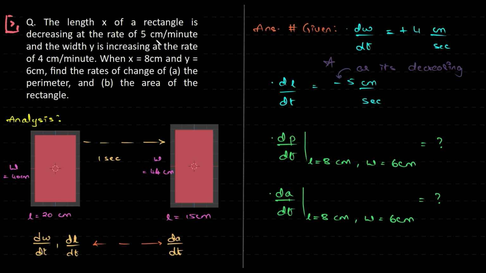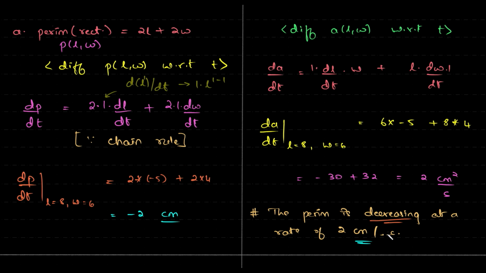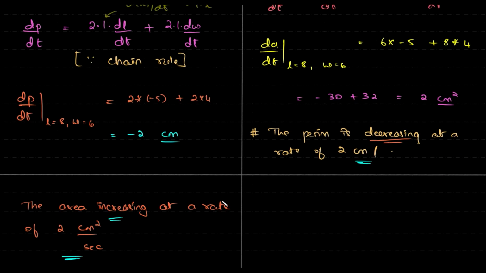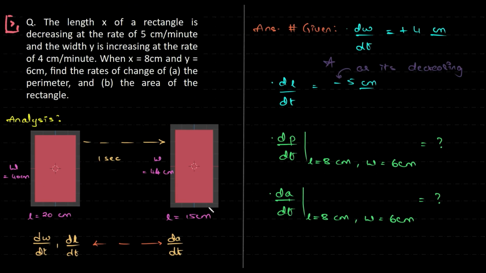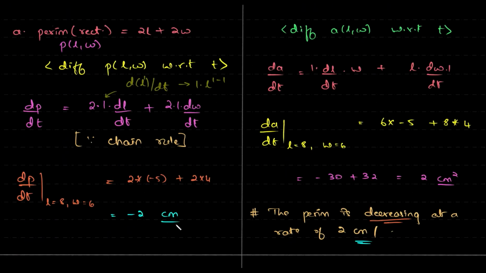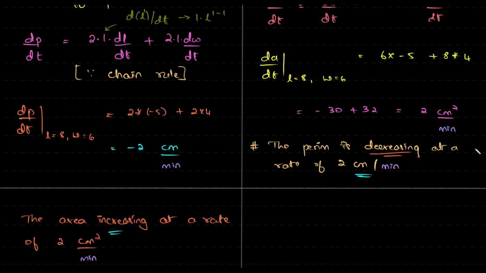My bad. The time is minutes, not seconds. So all of this will change to minutes. If I have written seconds, then yes, I will lose half marks. So all these are in terms of minutes. So this is minute, minute, minute, minute, minute, and minute. Okay, now I will not lose marks.